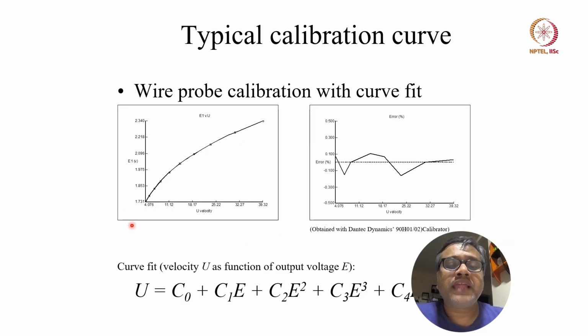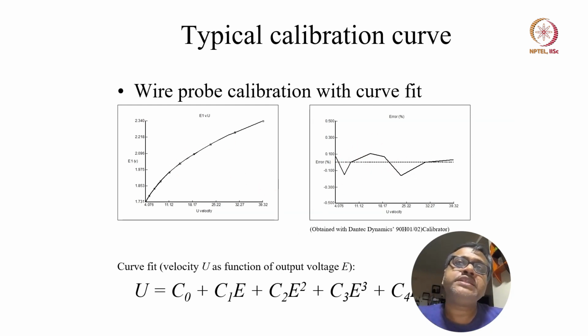A typical calibration curve will look like this. This is the voltage, this is the velocity, and you curve fit U as a function of the voltage. This is how you fit the calibration curve over the expected velocity range and the corresponding voltages. You can extrapolate this curve to higher and higher velocities or lower and lower velocities, and this curve will still hold, and the error is kept at a very small level, about 0.1 percent.